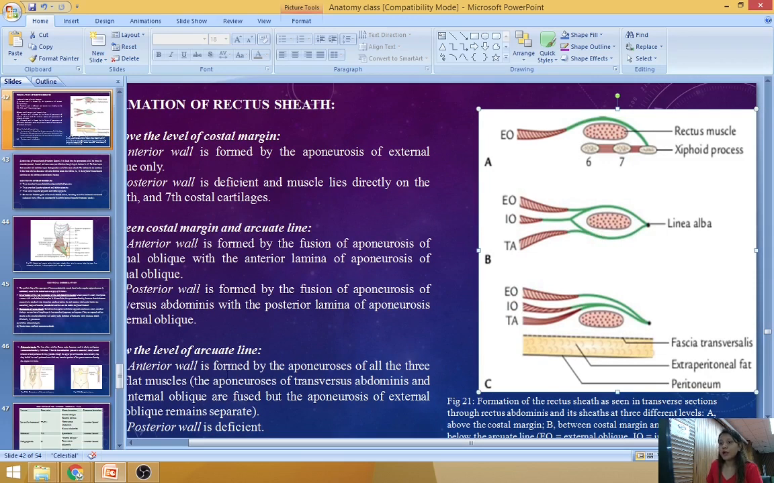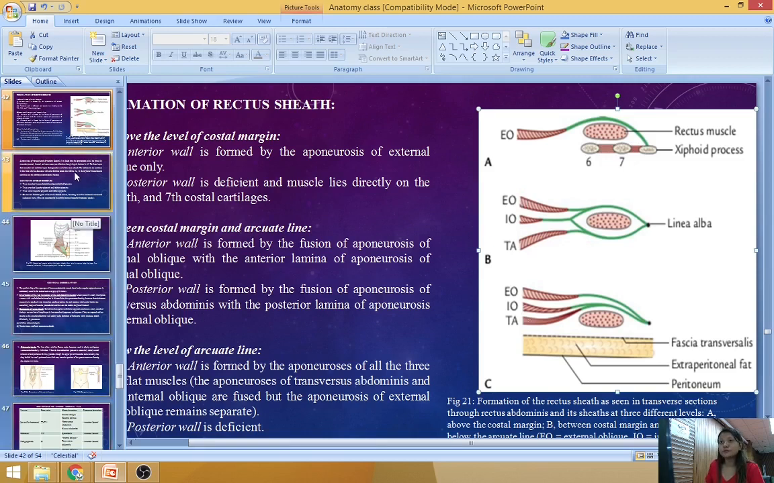Then below the arcuate line, the anterior wall is formed by the aponeurosis of all three muscles: external oblique, internal oblique, and transversus abdominis. Posterior wall is again deficient here. So below the arcuate line, posterior wall is deficient. Above the costal margin, posterior wall is deficient. It is present only between the costal margin and the arcuate line.